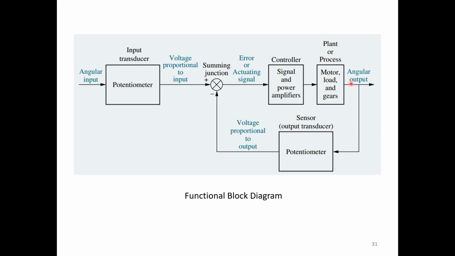So as a result, you'll get output. But it may or may not be your desired output. So feedback is also working there. The feedback will get the value and convert it to a voltage proportional to the output. Then this value will be given to the summing junction and it will be compared.